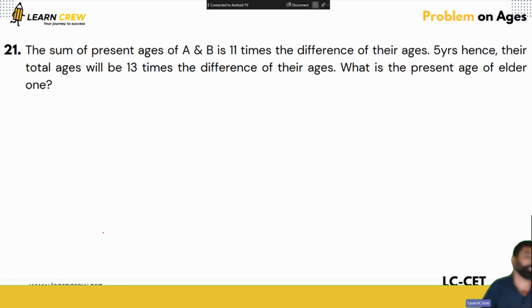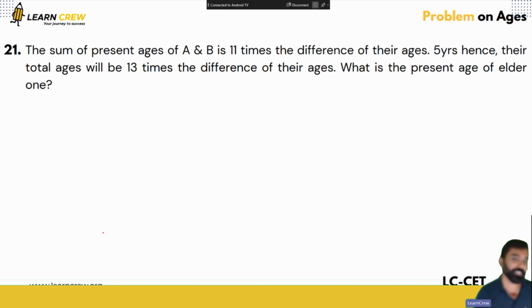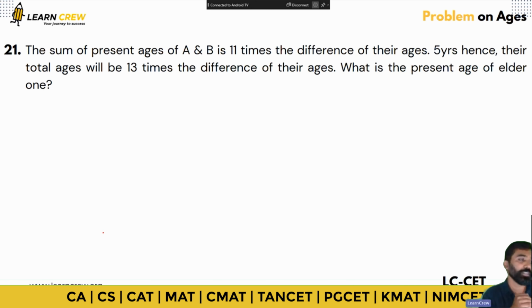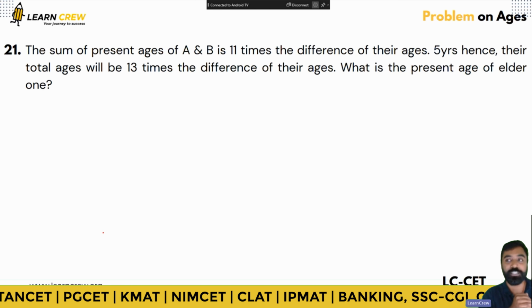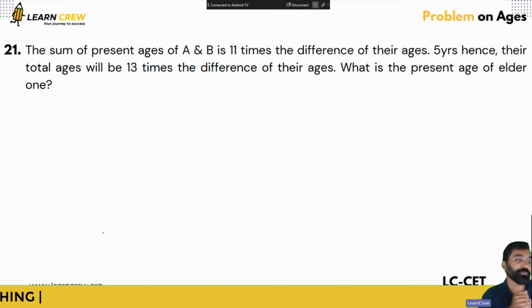Sum of the present ages of A and B is 11 times the difference of their ages. 5 years hence, their total ages will be 13 times the difference of their ages. What is the present age of the elder one? How will you take it?